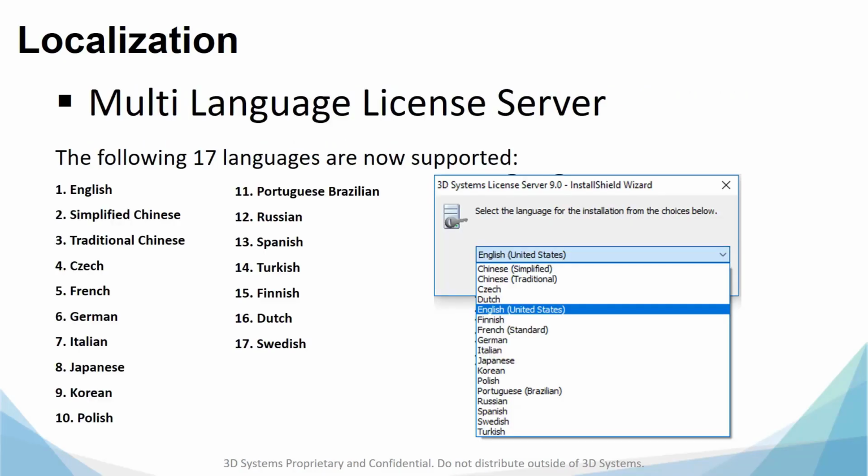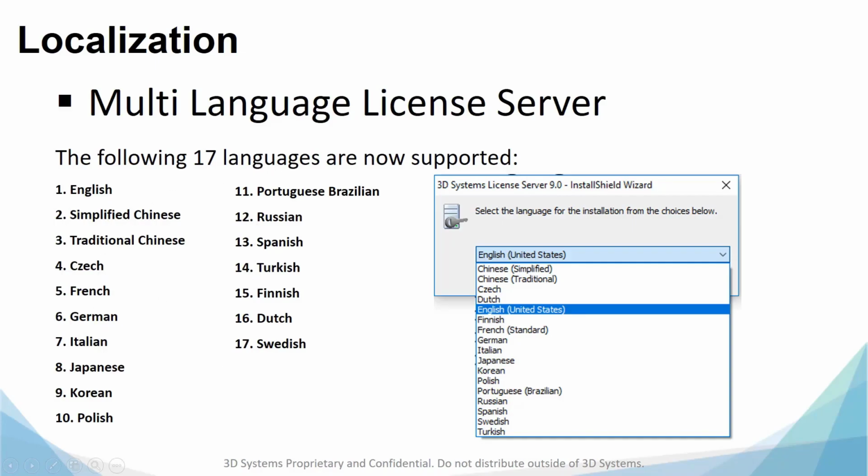Multi-language license server. When installing our license server, we get to select one of 17 languages that we support, and once we select a language, the license server will be installed in this language. Note that if you later want to change the language, then you have to uninstall the license server and reinstall it with the new required language. So we support 17 languages.